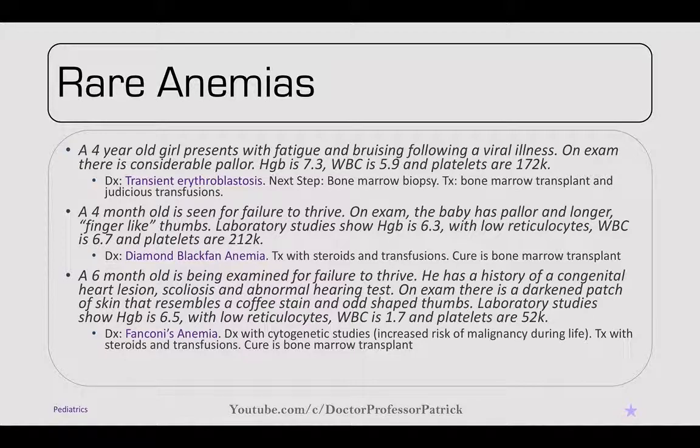And then the last one is a 6-month-old being examined for failure to thrive. He has a history of congenital heart lesion, scoliosis, and abnormal hearing tests. On exam, there's a darkened patch of skin resembling a coffee stain, or a cafe au lait spot, and odd-shaped thumbs. Laboratory studies show hemoglobin of 6.5 and low reticulocytes, WBCs of 1.7, and platelets of 52. So this is Fanconi anemia. You can diagnose with cytogenetic studies. And then there's an increased risk of malignancy during life. You want to treat with steroids and transfusions, and you can cure this with a bone marrow transplant.